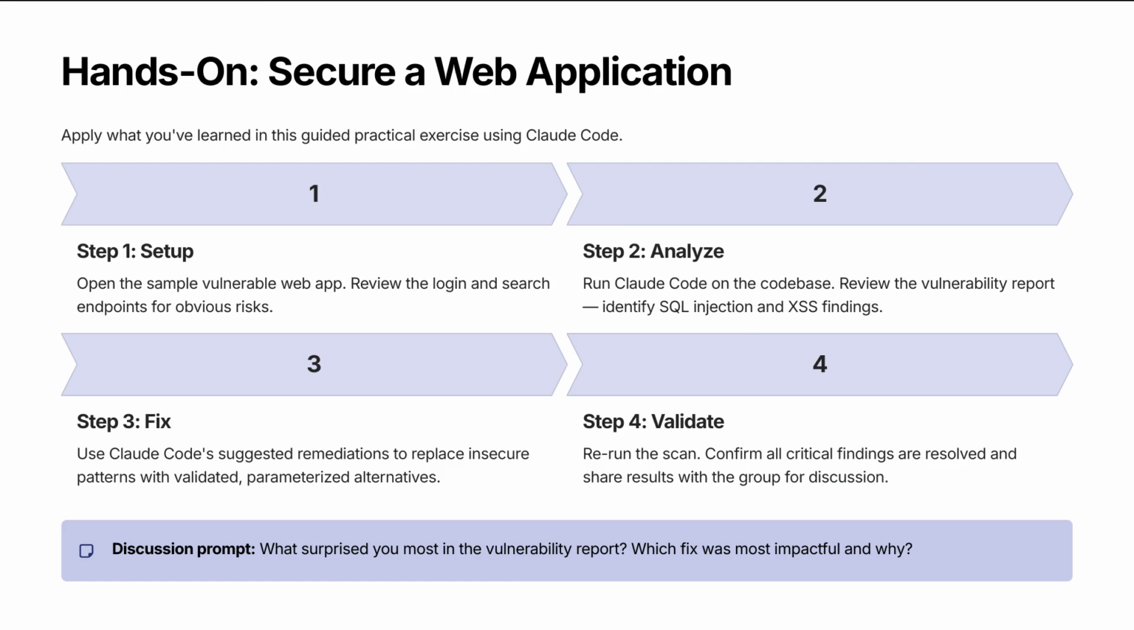Now let's dive into a hands-on exercise to secure a web application using Claude Code. First, we'll set up by opening a sample vulnerable web app and review its login and search endpoints for any obvious risks. Next, we will analyze the code by running Claude Code and examining the vulnerability report for issues like SQL injection and XSS. In the fixing stage, we'll use Claude Code's recommendations to replace insecure patterns with robust, parameterized alternatives. Finally, we'll validate our fixes by rerunning the scan to ensure all critical vulnerabilities are resolved. Afterwards, we'll discuss what surprised you most in the vulnerability report and which fix you found most impactful and why.